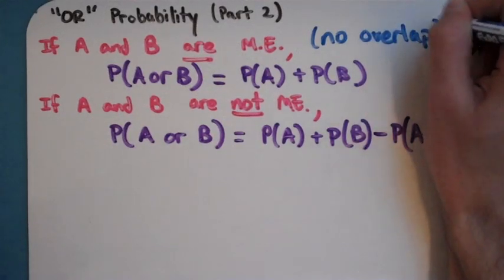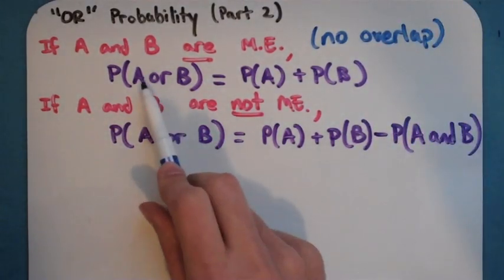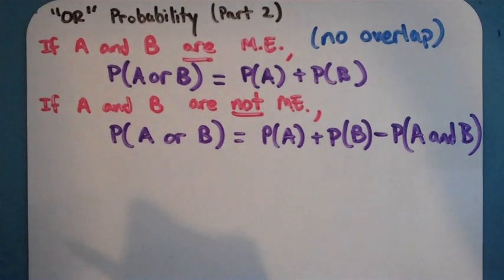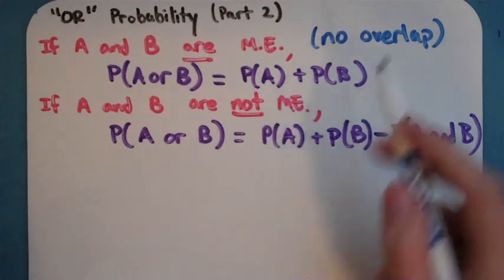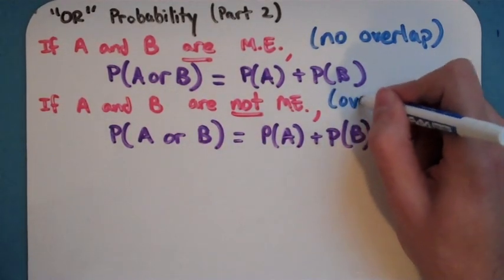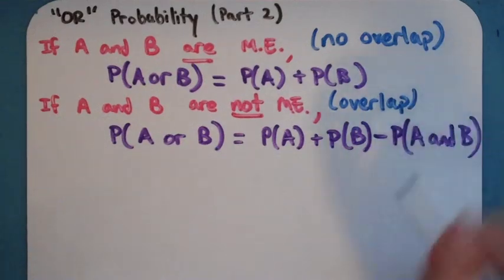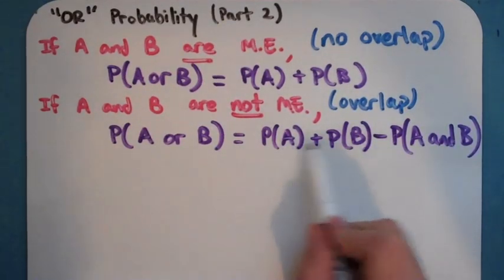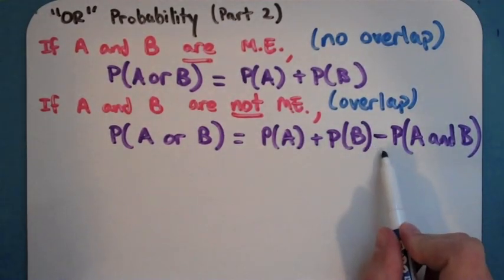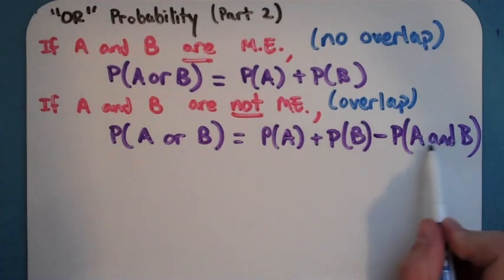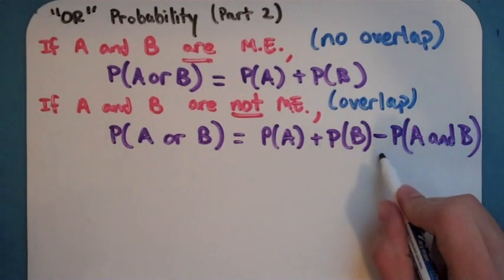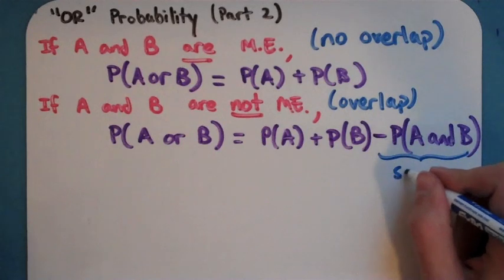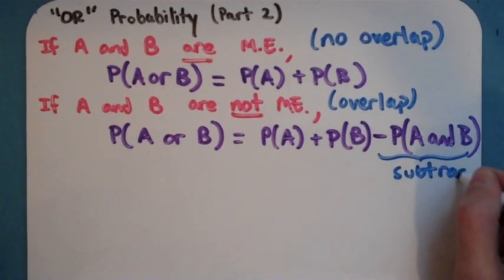If A and B, two random things, are mutually exclusive, that again means no overlap. So they're totally separate. All you do, if you want to find the probability of A or B, is add the probabilities together. Not so bad. You just add them together and you're done. If they aren't mutually exclusive, in other words, that means there is overlap, you still add the probabilities together, but then you subtract out the stuff that's both in A and B.